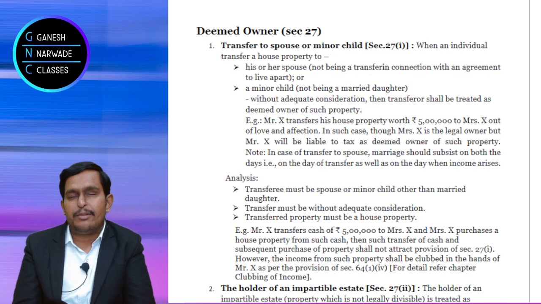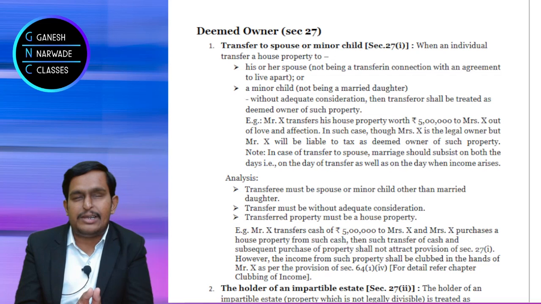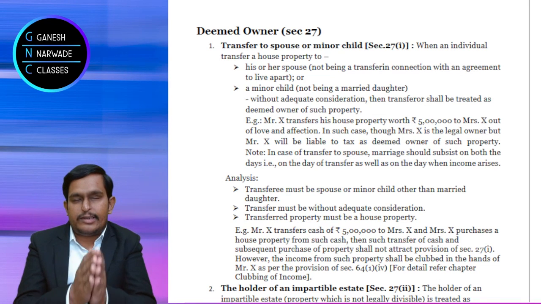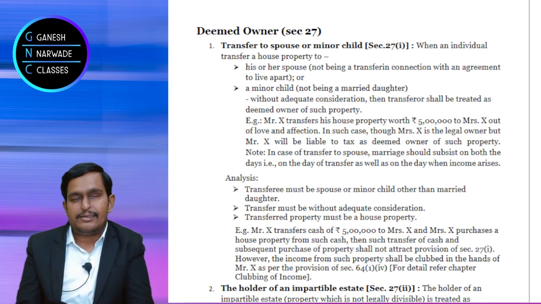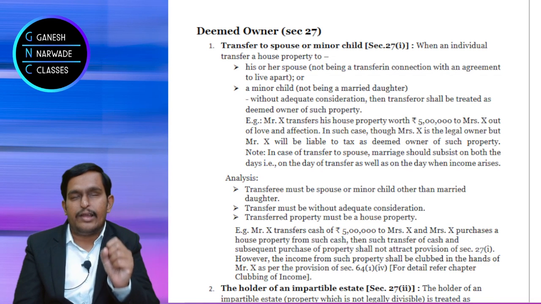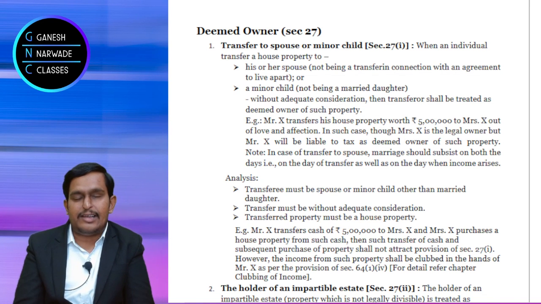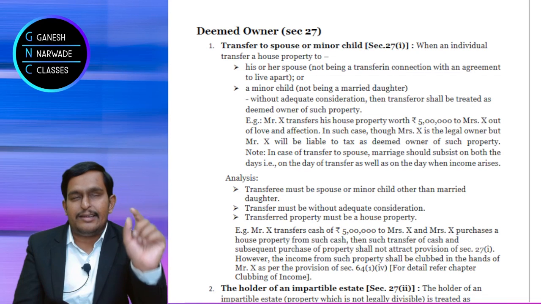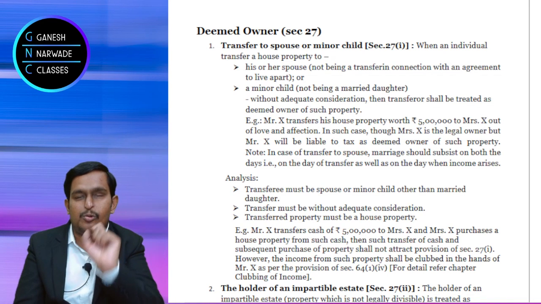Holder of impartible estate, section 27 clause 2. Generally, the properties may be divided between brothers, but the family temple cannot be, right? So the temple is an impartible estate. The elder brother in the family will hold the temple and maintain the temple. So for the temple, he is deemed owner. Okay, the elder brother will be deemed owner under section 27 clause 2.